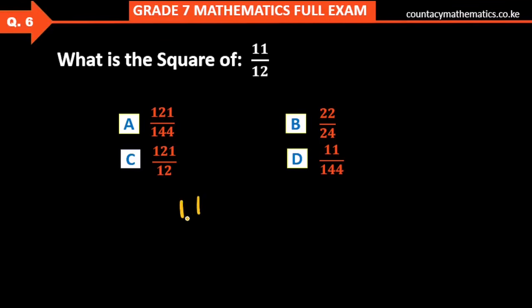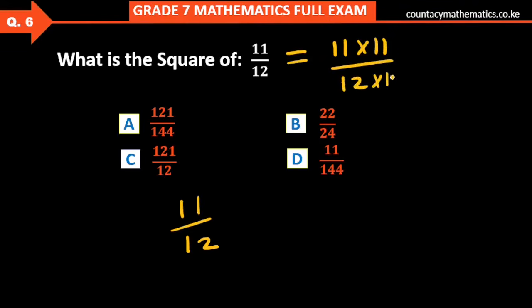When you have such a number, 11 over 12, what you are supposed to do is take the whole of it. That is the whole of the numerator. If it is 11, you multiply 11 by 11. And the denominator, you multiply it the same way. It is 12 times 12, like that.